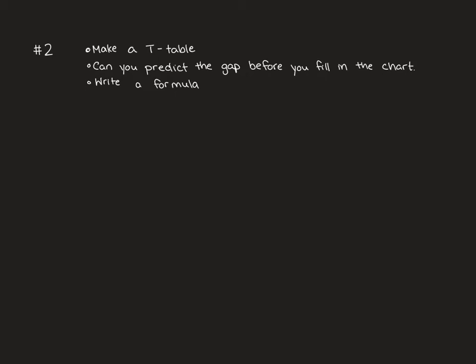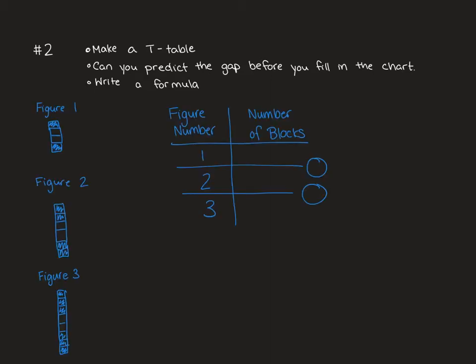Question 2 has their directions kind of all over the place, so I've tried to break them down into 3 simple steps. So the first one, they'll give you a figure, is first step, make a t-table, see if you can predict the gap before you fill in the chart, and then write a formula. So here are a sequence of 3 figures, and then I've started by giving the same layout that they did for the t-table. So you have your figure number and your total number of blocks.